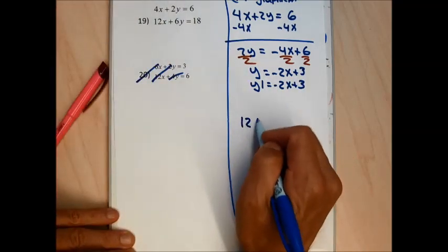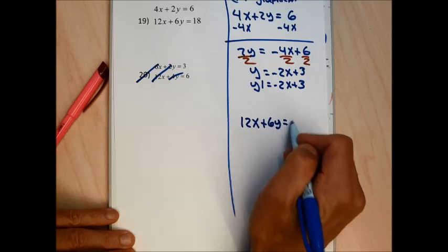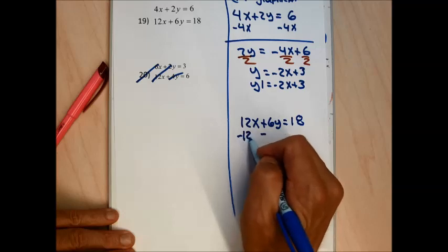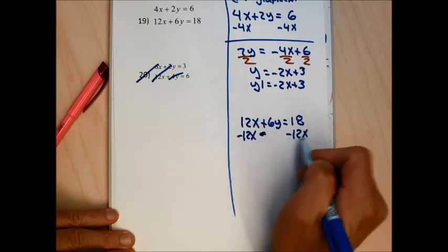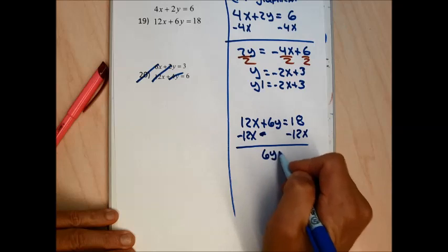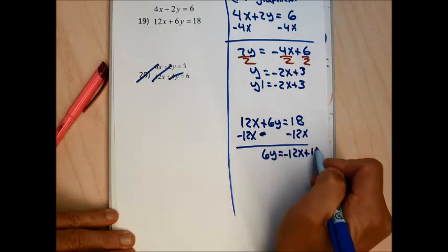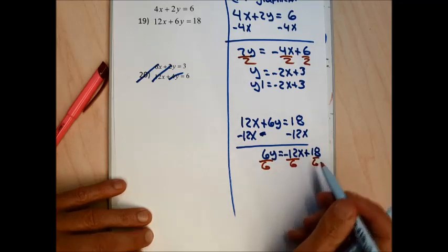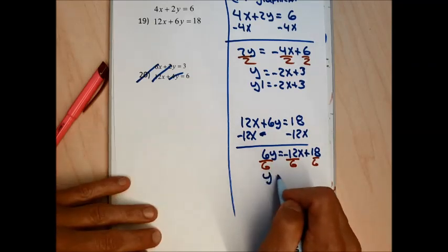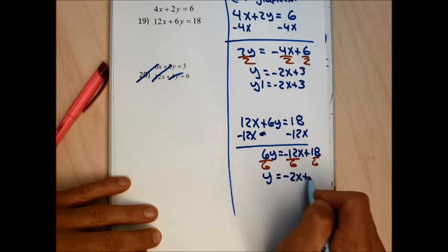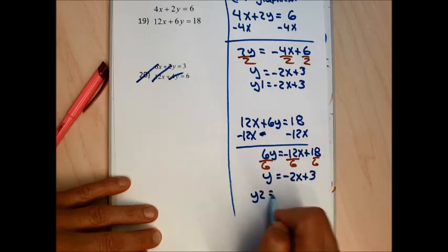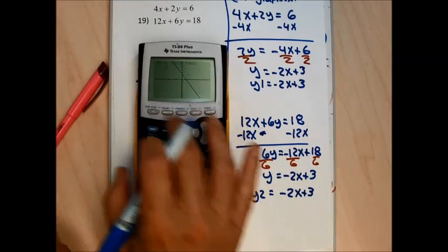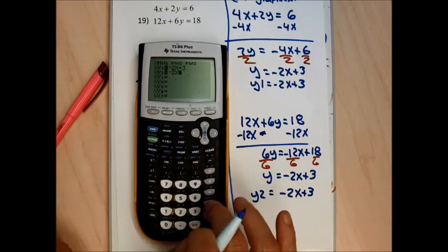I'll move on and do the bottom equation. The bottom equation is 12x plus 6y equals 18. I'm going to subtract 12x from both sides. That's going to give me 6y equals minus 12x plus 18. And then I'll divide by 6, divide by 6, divide by 6. That's going to give me y equals minus 2x plus 3. And that's what I'm going to enter in y2. So I'm going to graph in y2 the second equation, minus 2x plus 3.